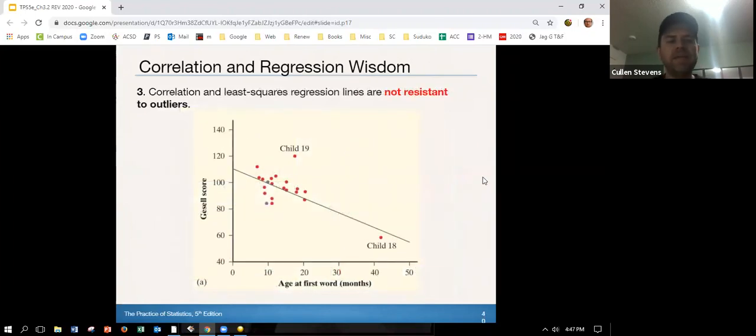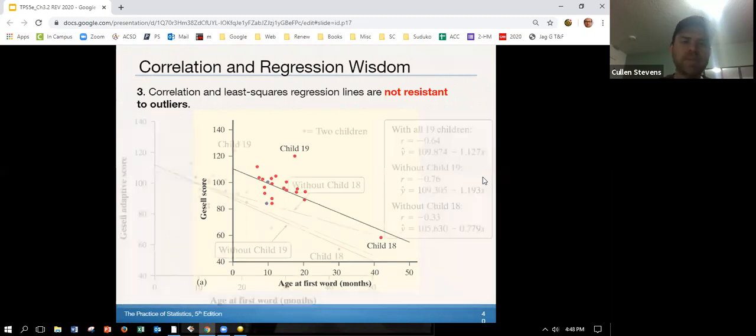Another thing that we have to be careful of is that correlation and least squares regression lines are not resistant to outliers. We saw that when we were looking at influential points, that your line is going to chase those outliers. And the further away that they are in the x direction, one point can really mess that up. So we have to be careful. Our regression lines are not resistant to that. So we have to be careful when we see those outliers and trying to guess what the model is there.